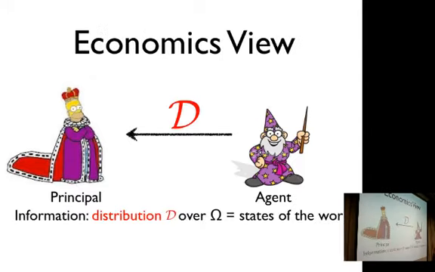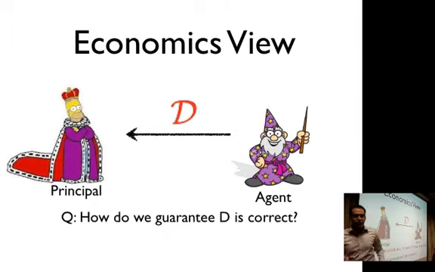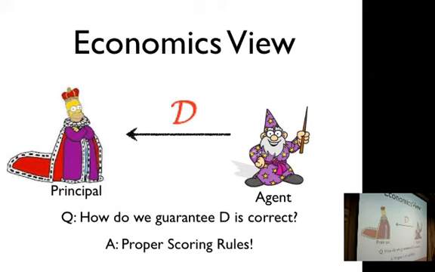But in the economics view, information is a distribution over some set omega of states of the world. And the other view rarely exists because that culture doesn't often work with computationally hard problems. So to have something that is unknown, we need a distribution over some set of states of the world. And the correctness is going to come from incentives. So instead of giving you a proof that this is the true information, you're going to trust that I gave you the right answer because I want to maximize my own utility. In this very simple case, there are much more complicated models in economics, of course, where the agent wants to transmit some information to the principal in the form of a distribution, we can guarantee that this is correct using proper scoring rules.